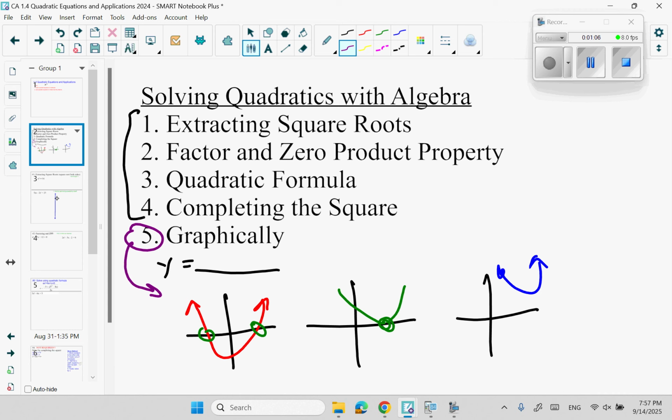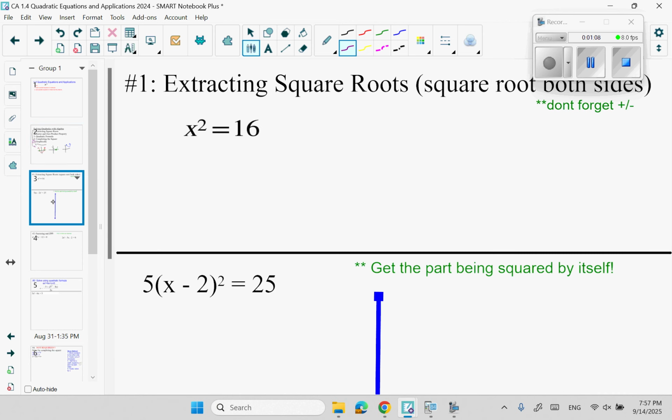So the first one is extracting square roots. So if you get something like x squared equals 16, you're going to solve through square rooting. So for example, if we square root, we get x equals 4. Kind of. Whenever we manually square root, you have to take into consideration positive and negative. So my answer would not just be 4, it would also be negative 4.